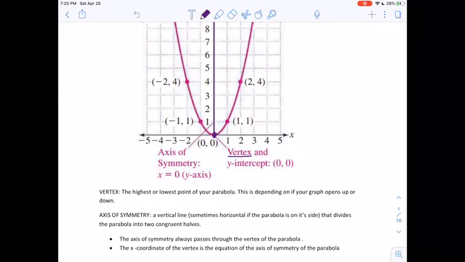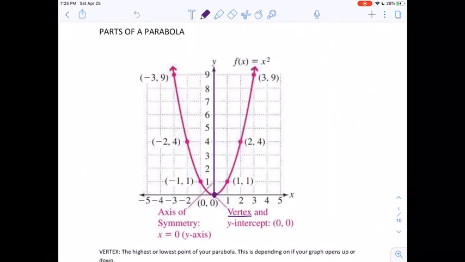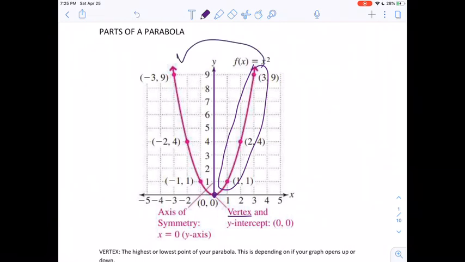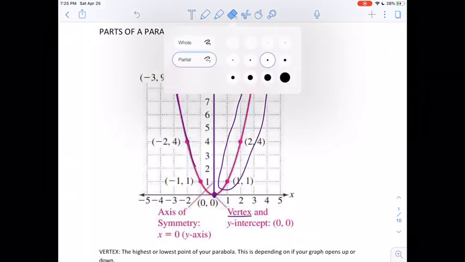Sometimes it could be horizontal if you see a parabola laying on its side, but in this case, a vertical line, and it cuts that parabola in half, meaning if I were to reflect this part of the parabola to the other side, so kind of lift it off the page and flip it over onto the other side into the second quadrant, it should land exactly where this part of the parabola is. Okay, so really it's just cutting it in perfect symmetry. Okay, it's going to be in half.